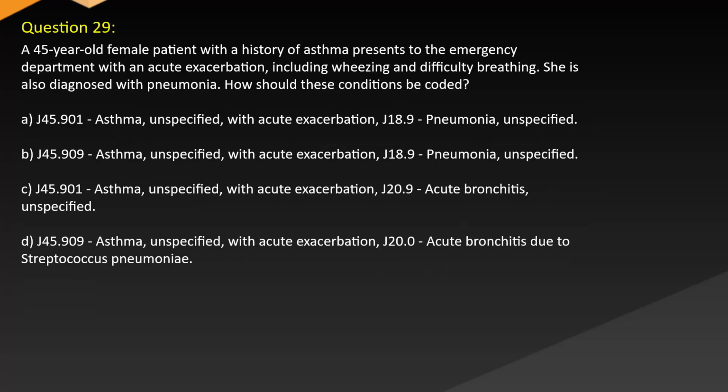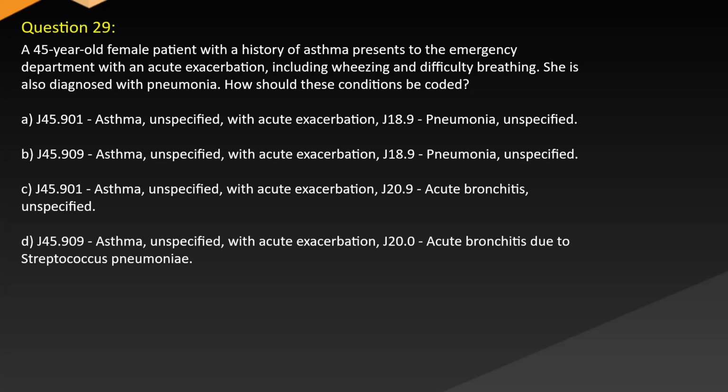Question 29. A 45-year-old female patient with a history of asthma presents to the emergency department with an acute exacerbation, including wheezing and difficulty breathing. She is also diagnosed with pneumonia. How should these conditions be coded?